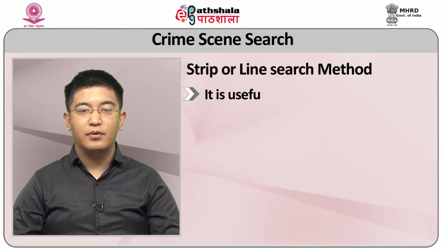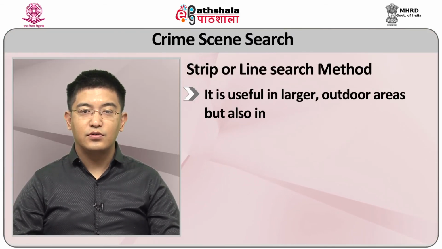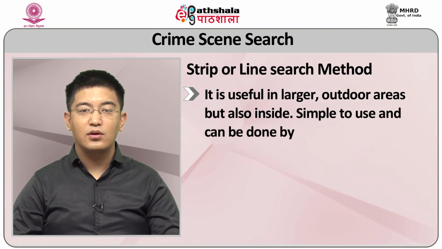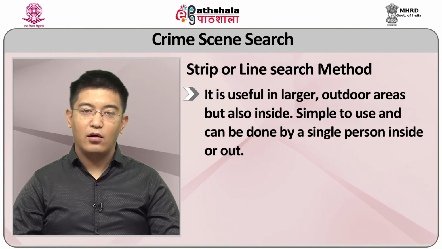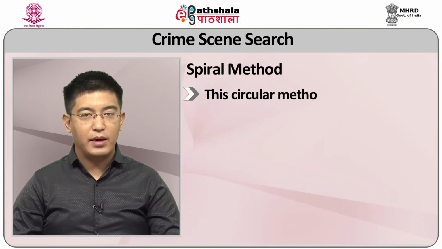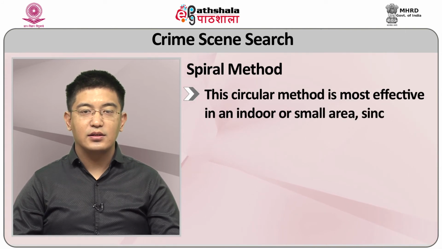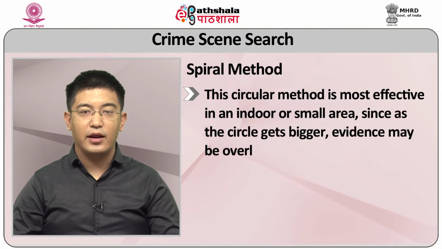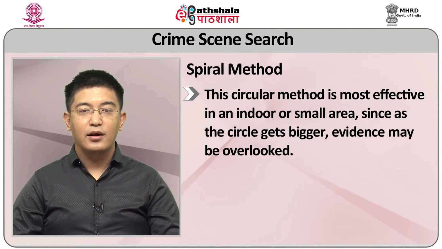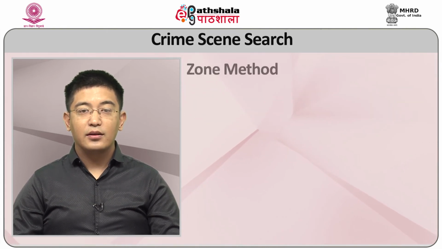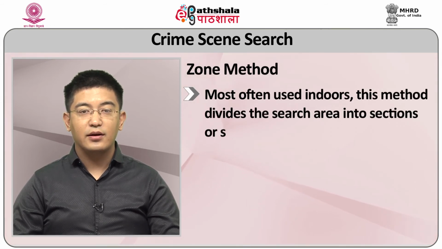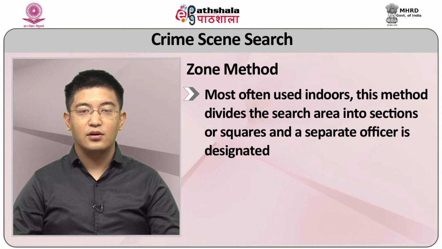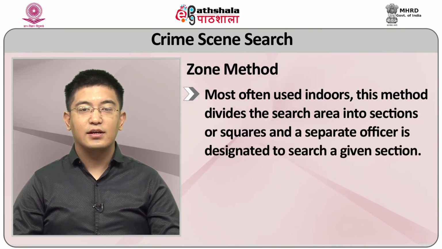First method is the strip or line search method. It is useful in larger outdoor areas but also inside. Simple to use and can be done by a single person inside or out. Second method is the spiral method. This circular method is most effective in an indoor or small area since as the circle gets bigger, evidence may be overlooked. Third method is the zone method. Most often used indoors, this method divides the search area into sections or squares and a separate officer is designated to search a given section.